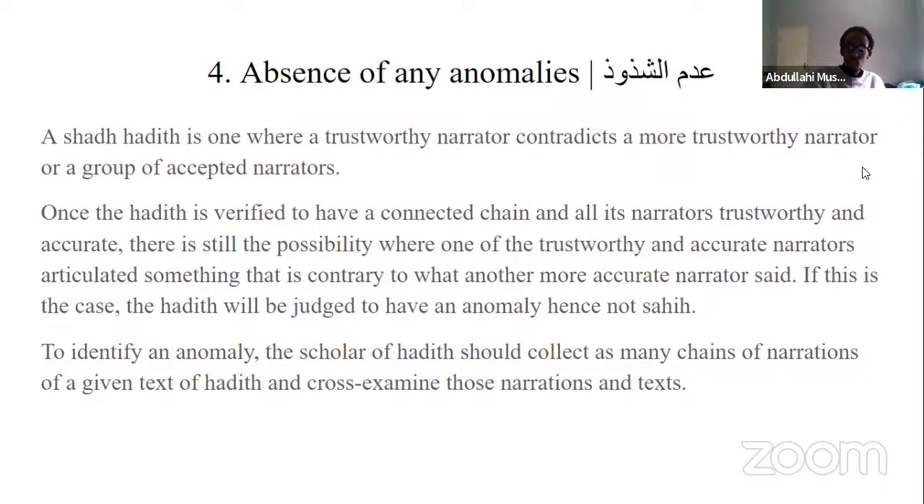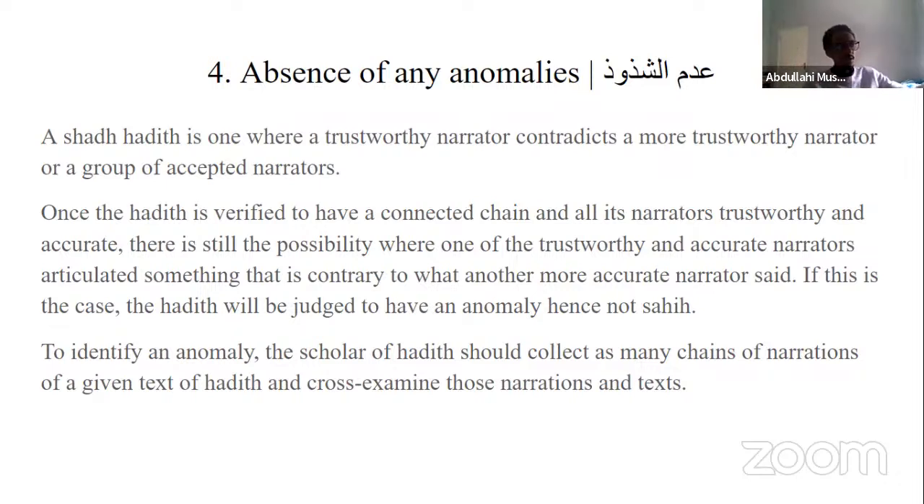Once the hadith is verified to have a connected chain and all its narrators trustworthy and accurate, meaning that we have been going over the conditions one by one. So we started off by checking the chain to be connected. And we ticked that box. And then the second condition, we checked whether all the narrators were trustworthy. And we ticked that box. The third one was that all the narrators are accurate. We ticked this box. Now we're on the 4th box.